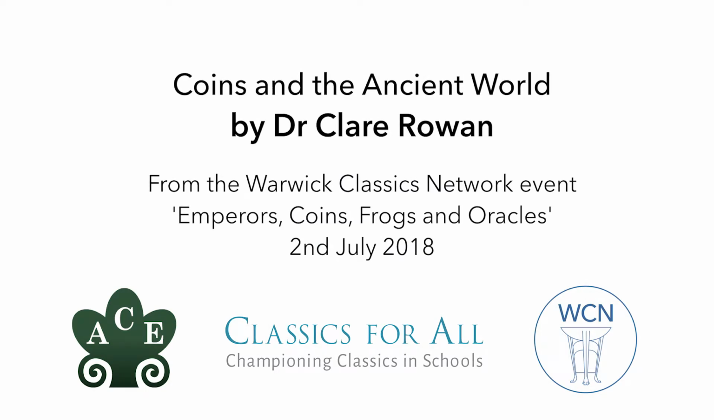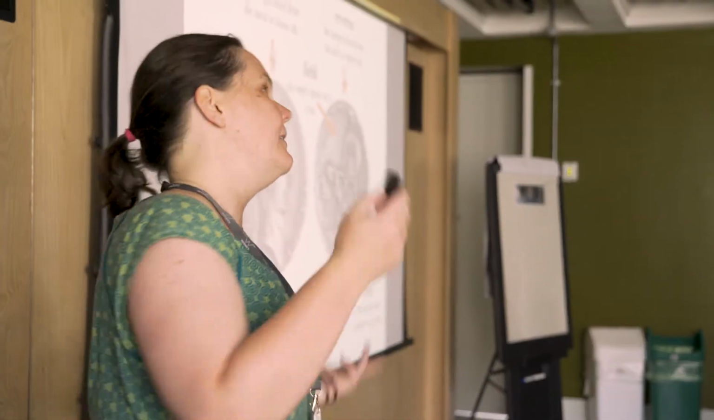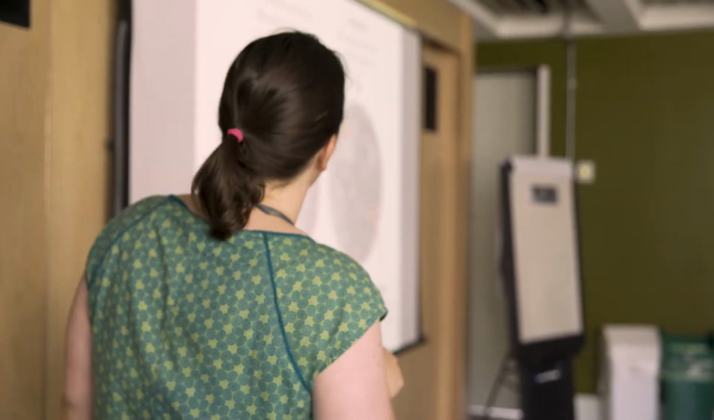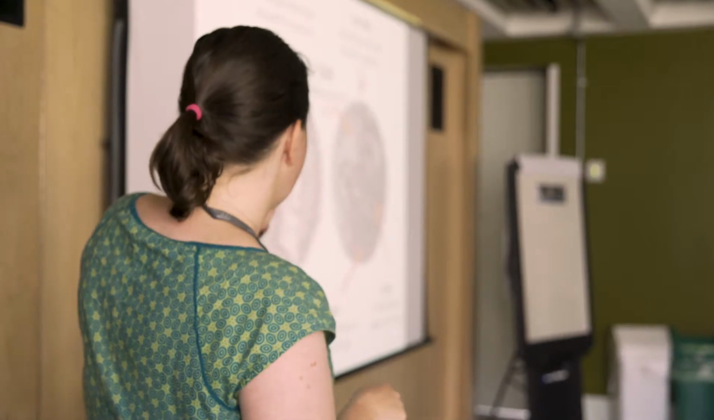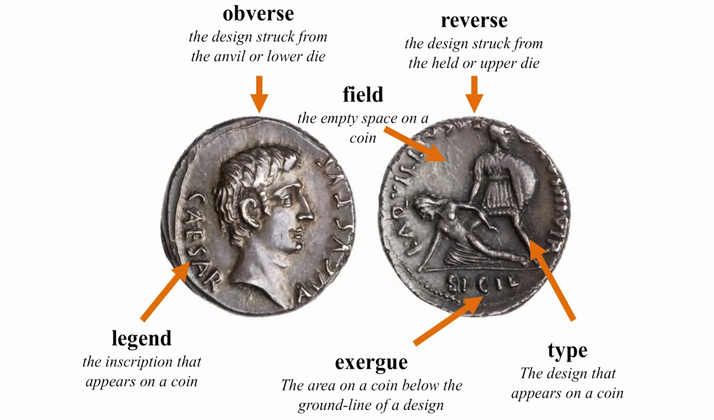I've put on your handouts some technical terms that are used to describe coins. So obverse is the heads side. We say heads, the Latin technical term is obverse. And then the tail side is the reverse. Any writing on the coin is a legend. The image is called the type.